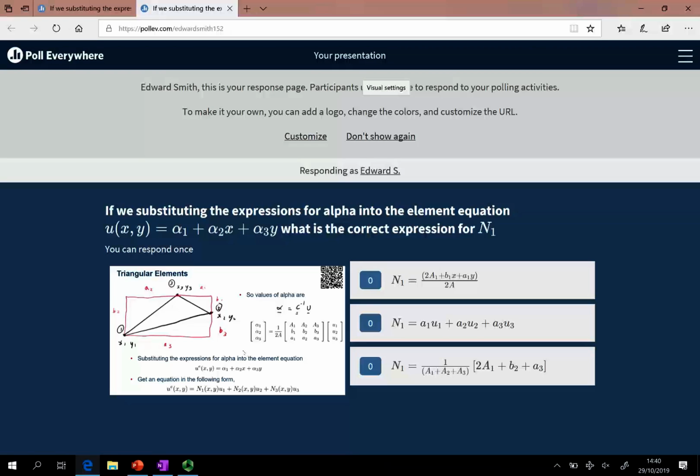So, okay, can you read this on your phone, or whatever you're using to look at Poll Everywhere? Is it readable or too small? That's a bit small on there, isn't it?